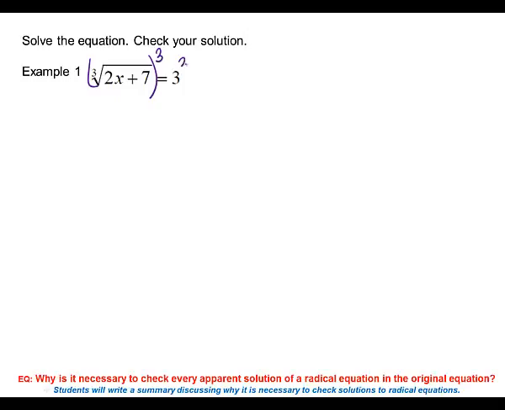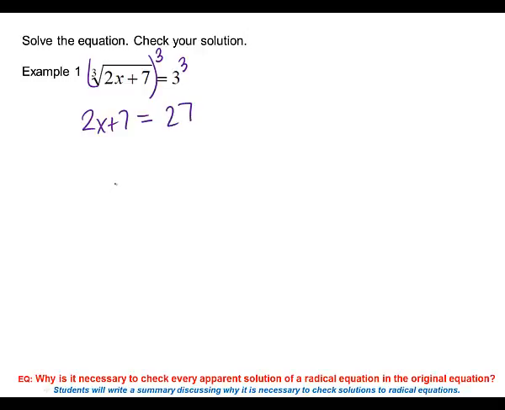The cube, the third, right? And that's what we call it: raising it to the third power. So instead of squaring, you could say cubing. If this was the fourth, we'd say raise it to the fourth power. All right, those things end up canceling, so I get 2x plus 7 equals, what's 3 cubed?